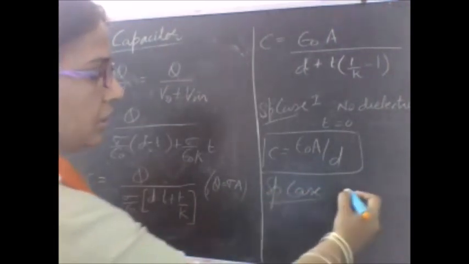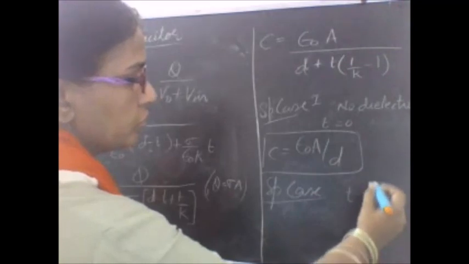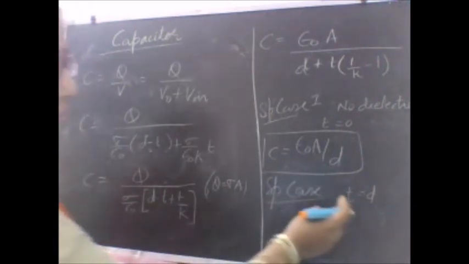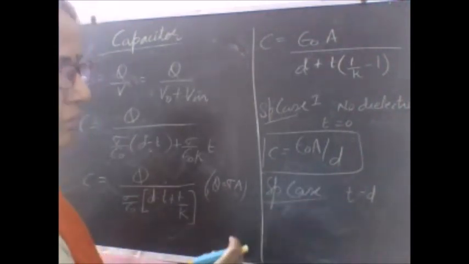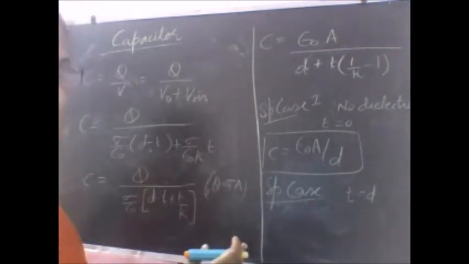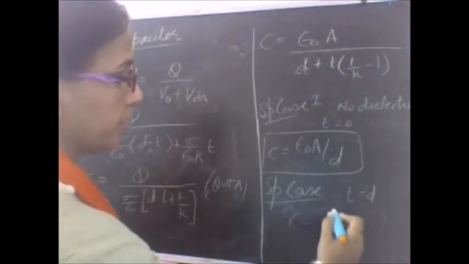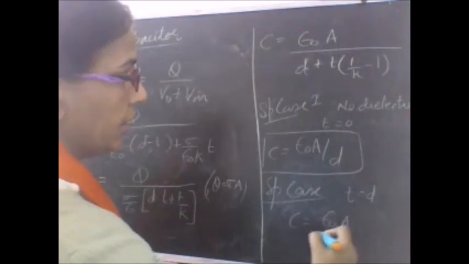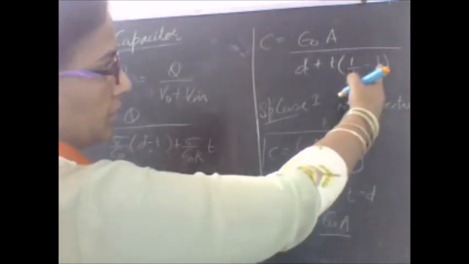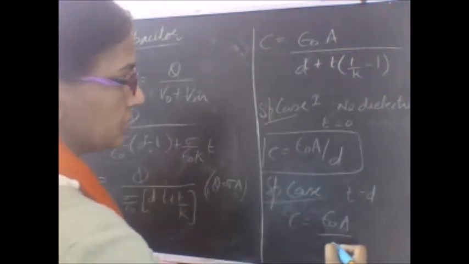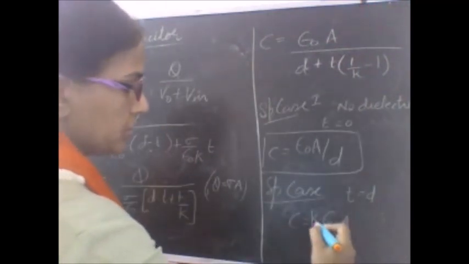What is the second case? Second case is when your T is equal to D. It was an expression that we did just before. T is equal to D means that you are given a dielectric slab which is actually fixed in between the plates of the capacitor, and the expression then comes out to be epsilon naught A, and if T is equal to D, here this cancels out and we are left with this factor only. So it is K times.